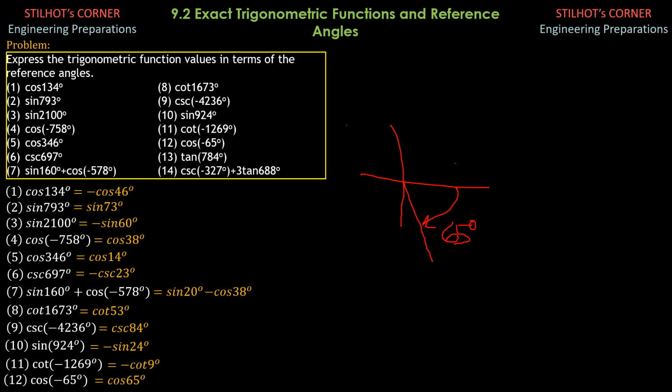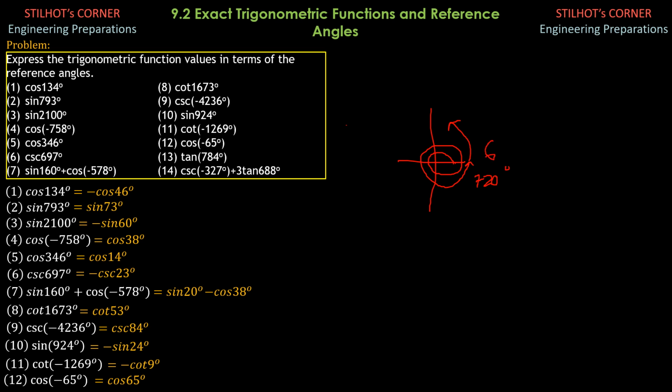Then finally, number 13, tangent of positive 784. 2 revolutions is already 720 in counterclockwise direction. This is 784, so that means we only add 64. So the reference angle is 64. The terminal side lies in the second quadrant. Therefore, in the second quadrant, tangent is positive. So tangent of 784 is also tangent of 64.